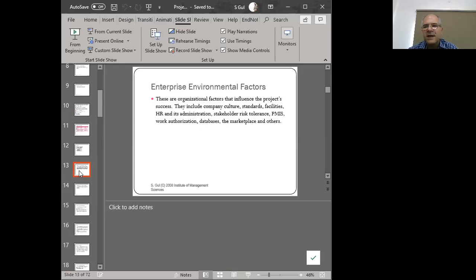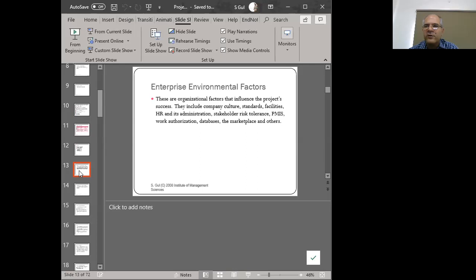What standards are you following in your environment? What kind of facilities do you have? What kind of HR policies and rules do you have, and how do you administer your HR, right? What are the laws and regulations around your project? Your stakeholders, are they risk averse type of individuals, or are they risk taking type of individuals? So you have to understand the nature of your stakeholders.